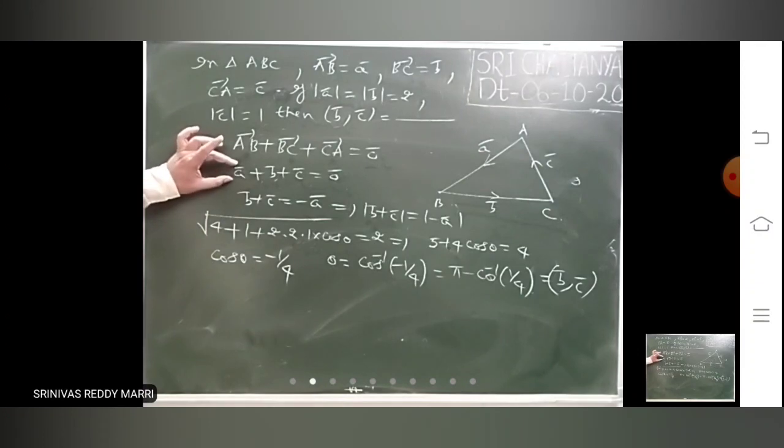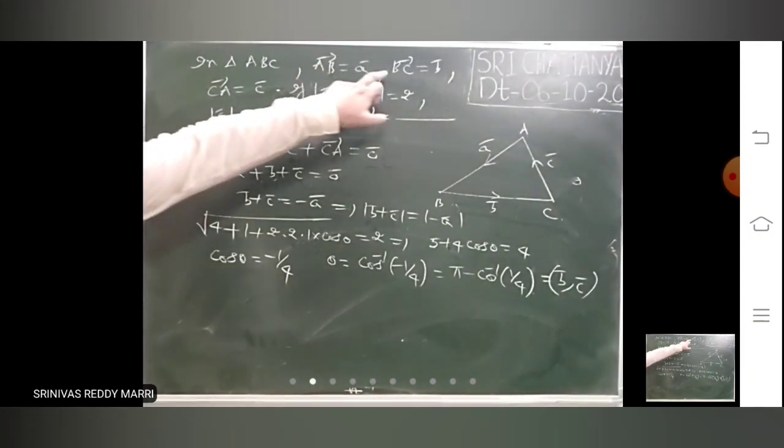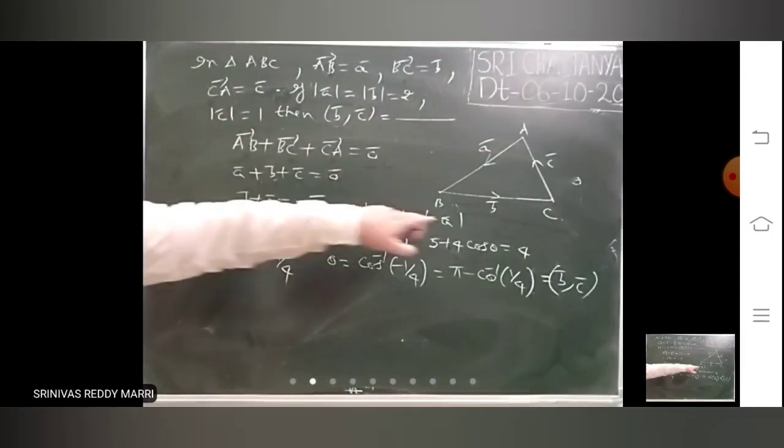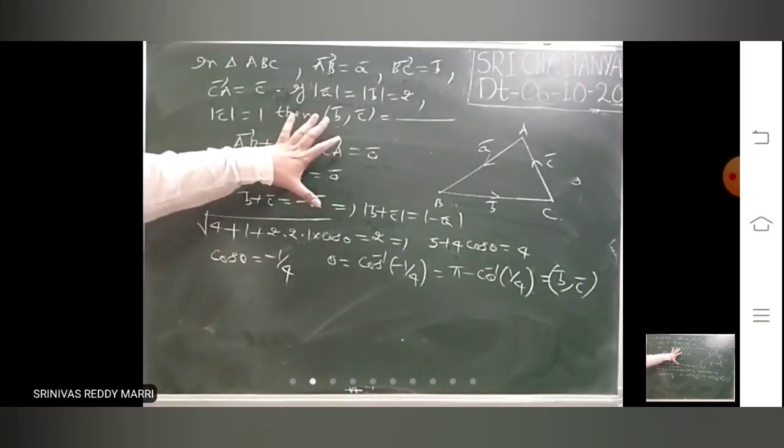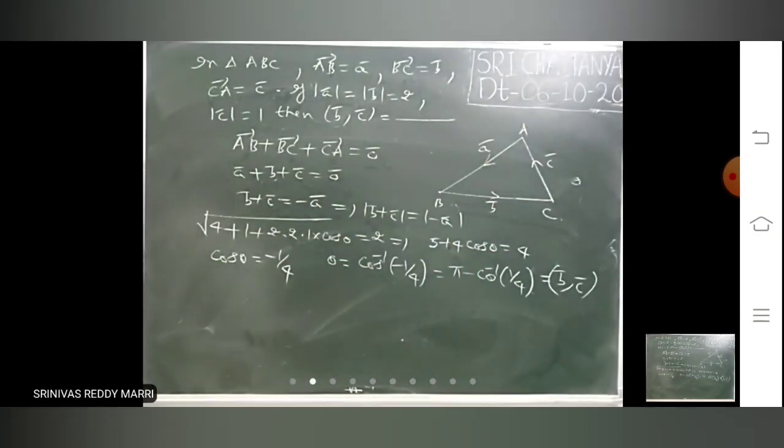In some cases, the relation will not be given. So those are triangle vectors taken in the same order. So the resultant will be what? 0. That relation you have to write and then proceed. Like that, when the equations are given, he will ask for one angle.